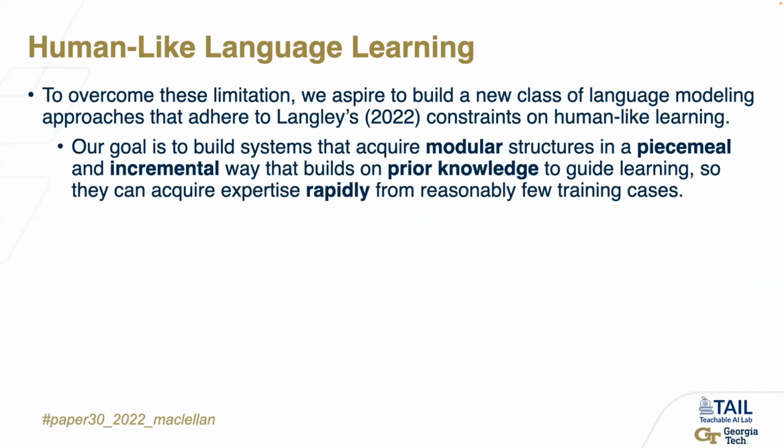So in our approach, we aim to overcome some of these limitations by building a new class of language modeling approaches that adhere to Langley's constraints on human learning. Our goal is to build systems that acquire modular structures in a piecemeal and incremental way that builds on prior knowledge to guide learning. The end result of that is we hope to be able to acquire expertise rapidly with reasonably few examples.